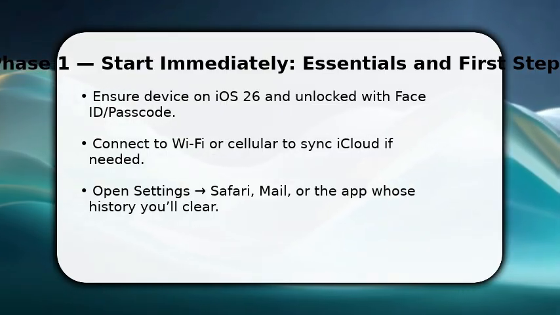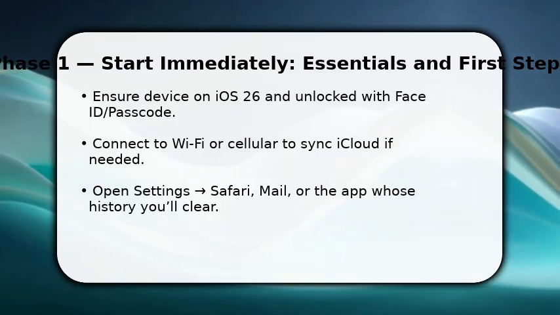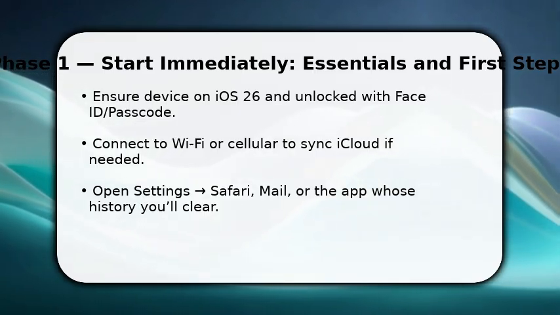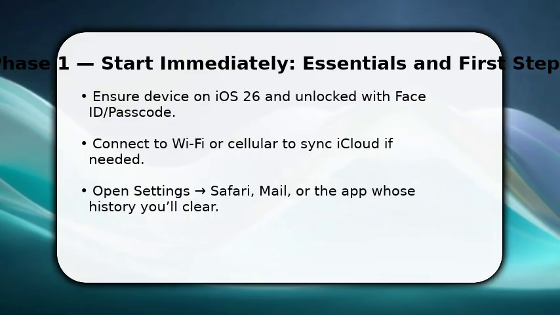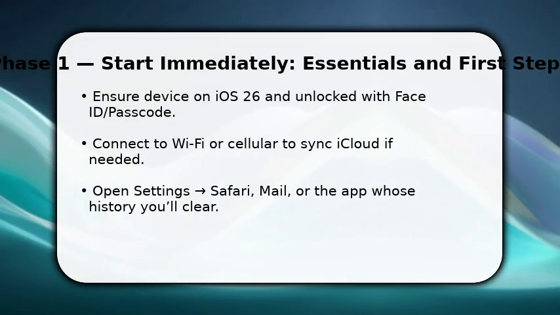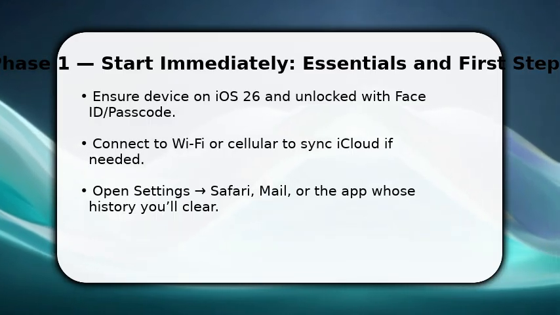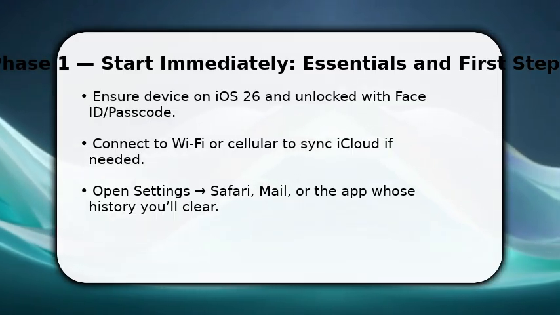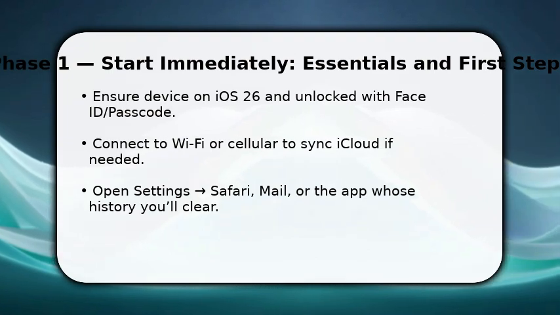Next, open Settings and navigate straight to the app whose history you want to remove. For web browsing, use Safari. For messages, check the Messages or Mail settings. This first step sets the context. It prevents partial deletions and makes the following options visible and reliable.